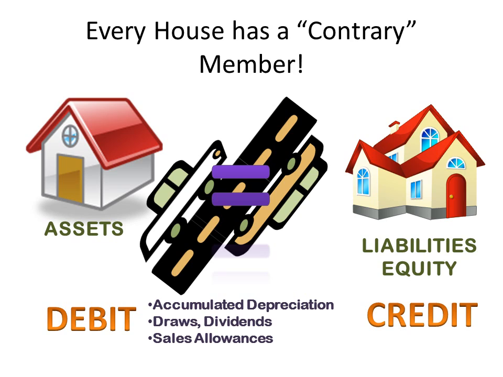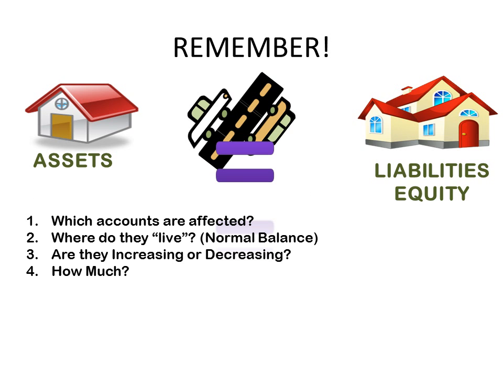That contra or sub-account of accumulated depreciation has a normal balance opposite of its parent account, which would be the fixed asset. And so just think of contra accounts, they're always the opposite. So when you add to them, you add to the opposite side of the normal type of account you would. Draws are a contra equity account, as are dividends for a corporation. Sales allowances would be an example of a contra revenue account, if you're a merchandiser or something like that.